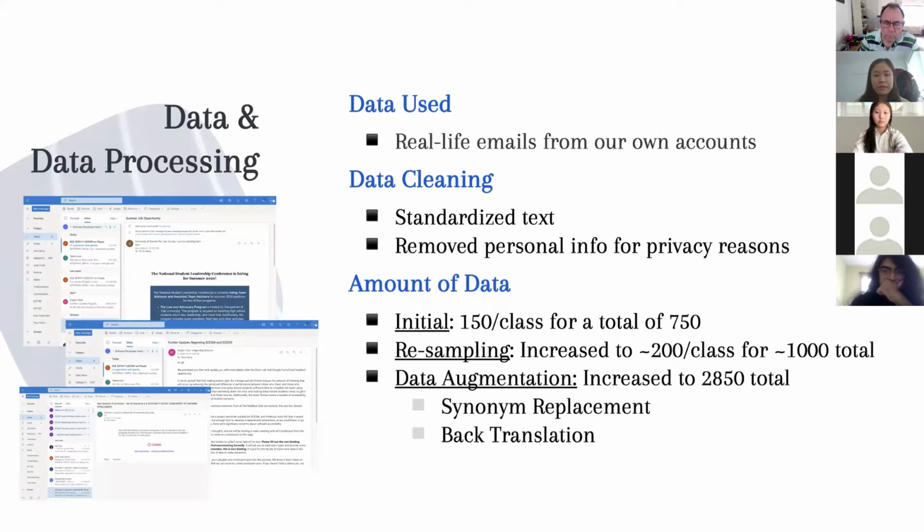Next, please. We use real-life emails in our own accounts as inputs and pre-process them with lower casing, removal of numbers, punctuations, and extra spaces. Personal info was also removed for privacy protection. We collected a total of 1,000 emails and used data augmentation with synonym replacement and back translation to increase the total number of emails to 2850.